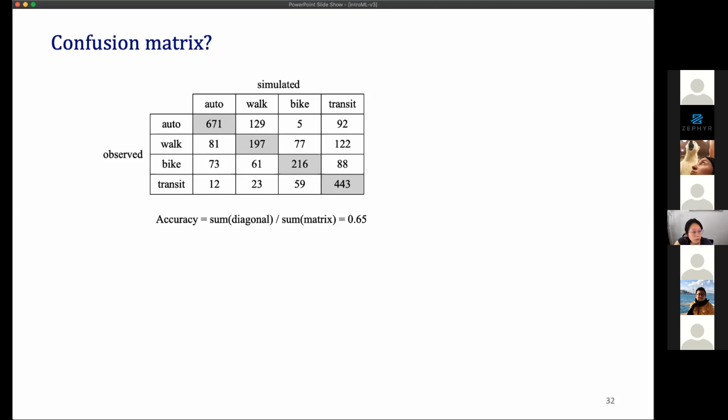And the accuracy is simply the sum of the diagonal, which is where my observed and my simulated are exactly equal, divided by the sum of the matrix, where everything that's not is, of course, a classification error. By convention, when we write reports and put the stuff in journals, we usually put the observed on the rows and the simulated on the columns. But of course, if you think about it a minute, it doesn't matter which way you put it.